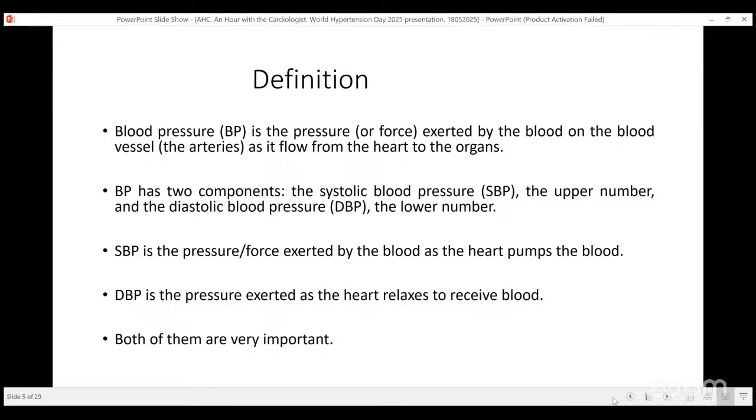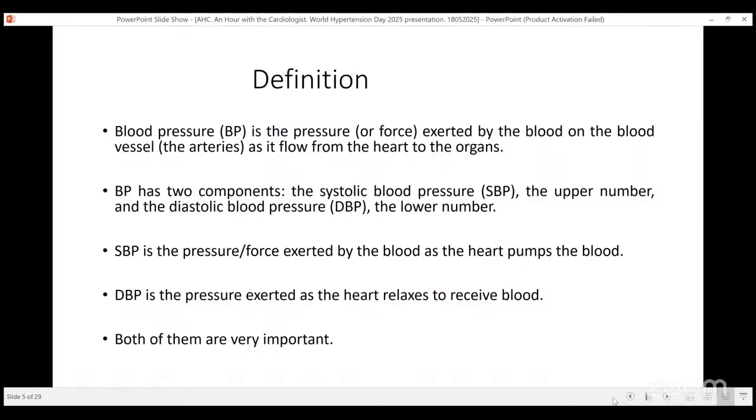The systolic blood pressure, which is the higher one, is the pressure or the force exerted by the blood as the heart pumps the blood. So as the heart contracts, the force that the blood impacts on the vessels as it flows to the organs, that is the systolic blood pressure. And diastolic blood pressure is exerted as the heart relaxes to receive blood. All right. So when the heart relaxes, there is also a force that is generated by the blood in trying to move on towards the organs. That is the diastolic blood pressure.